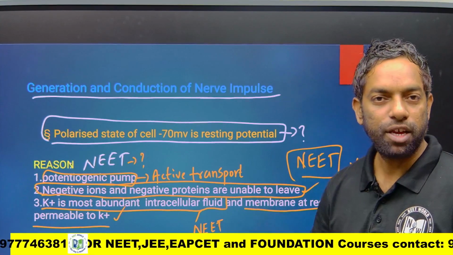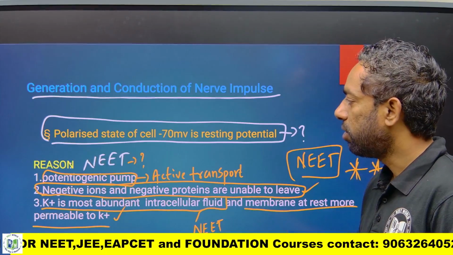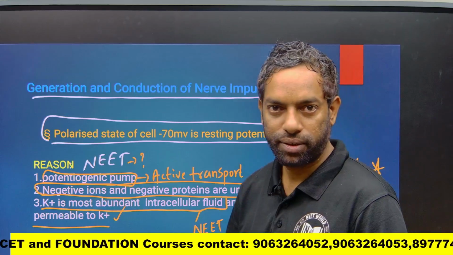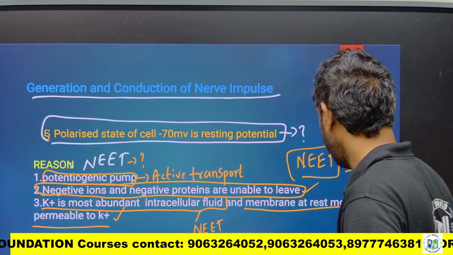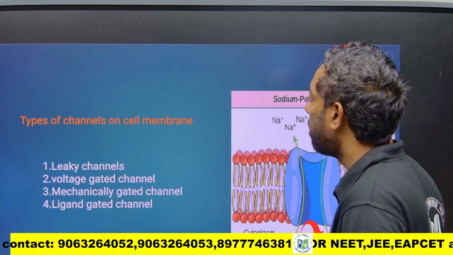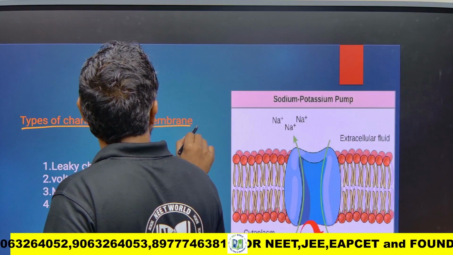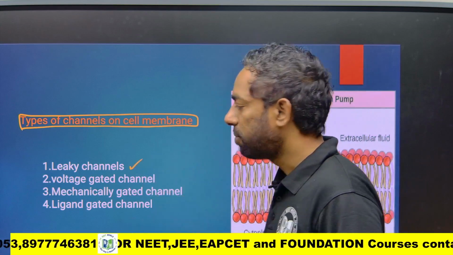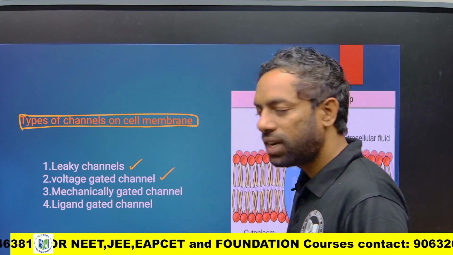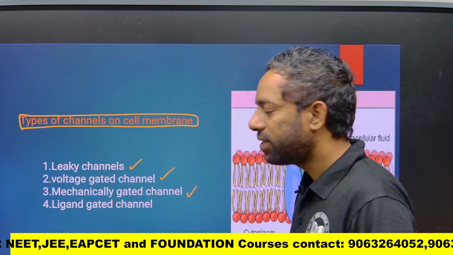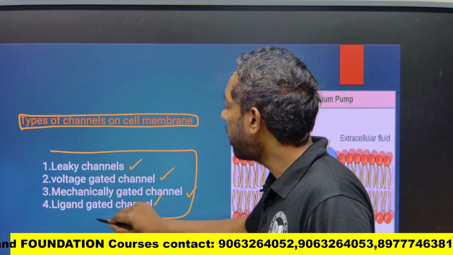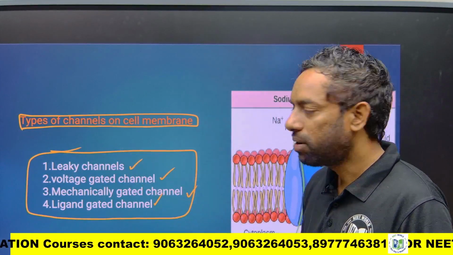There may be a question from this, like the reasons why the polarized state is maintained at minus 70 millivolts. And next, types of channels in the membrane. First, leakage channels, voltage gated channels, mechanically gated channels, and ligand gated channels. These are the channels on the axonal membrane.